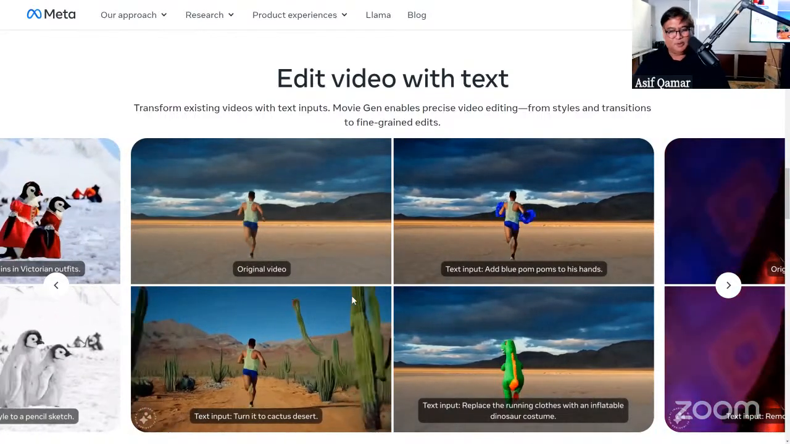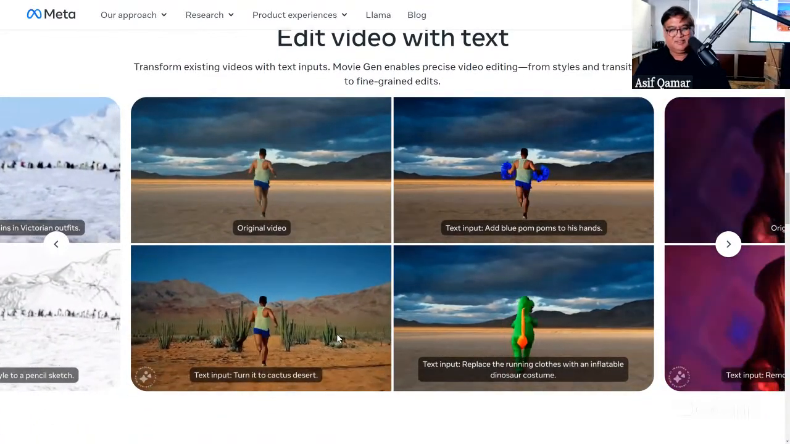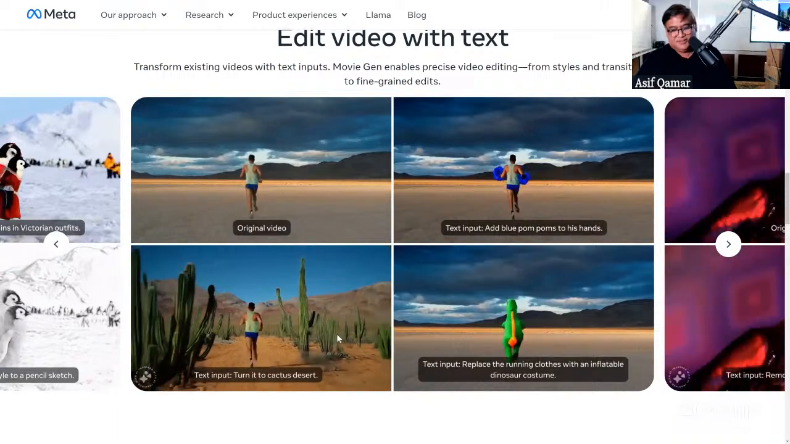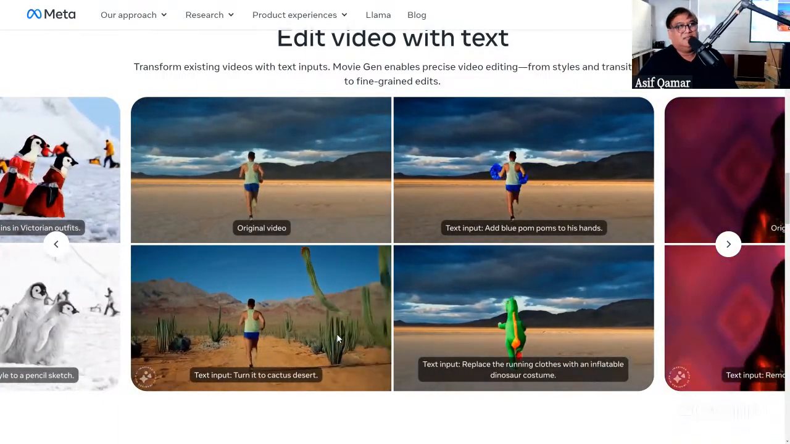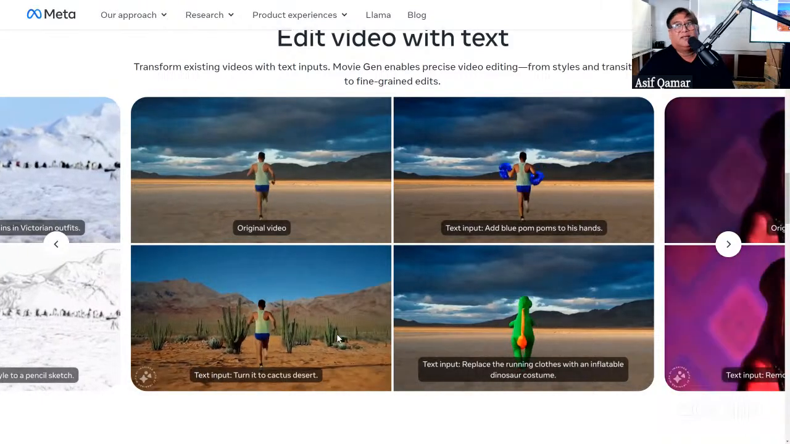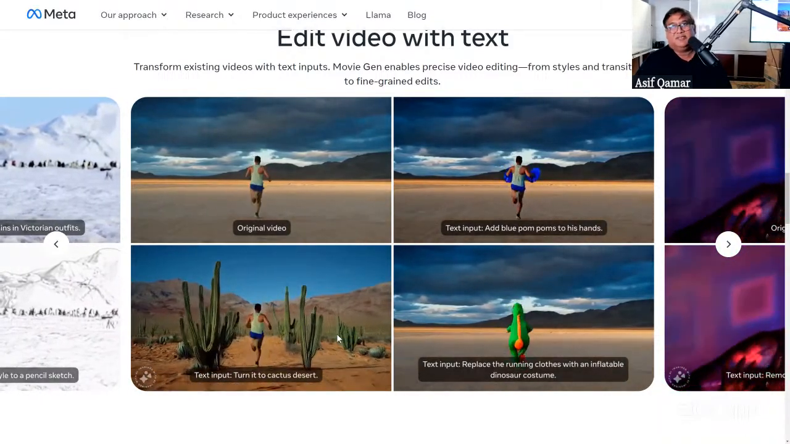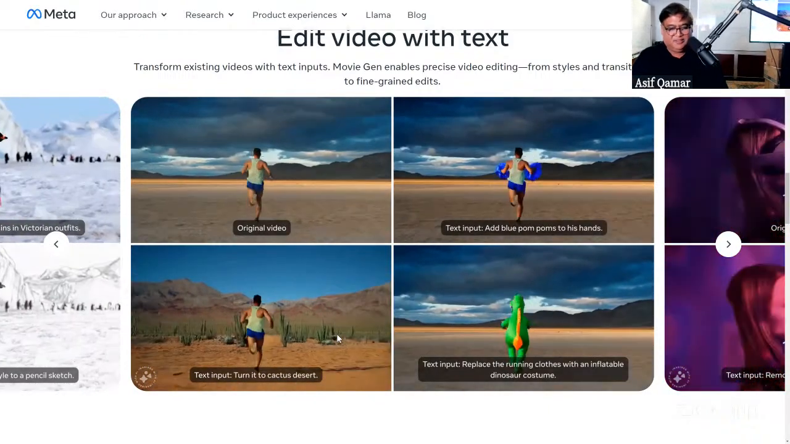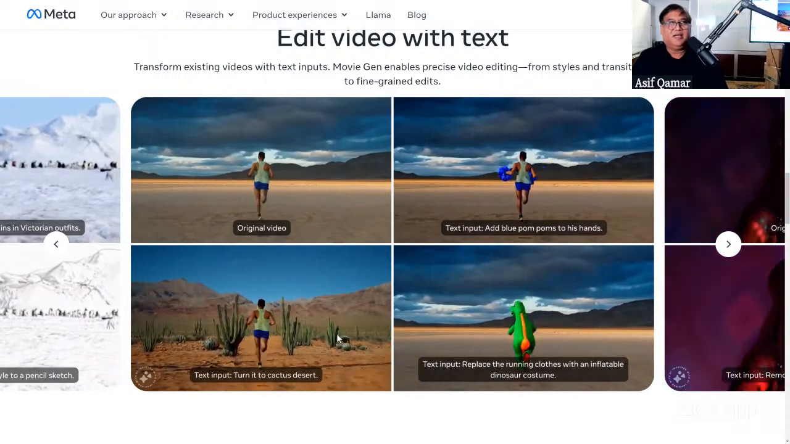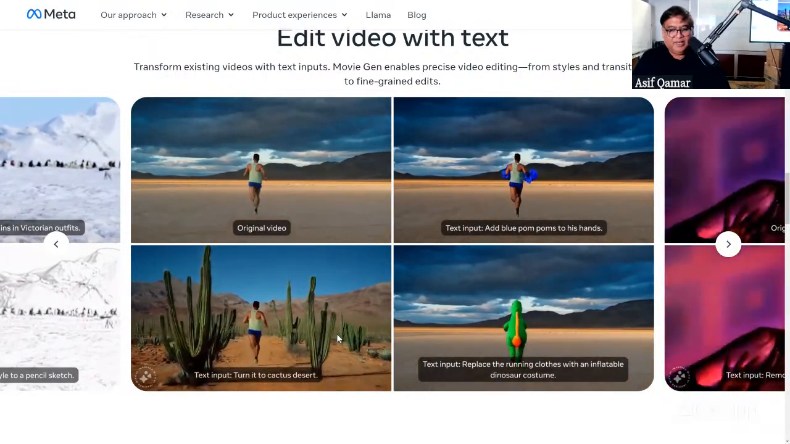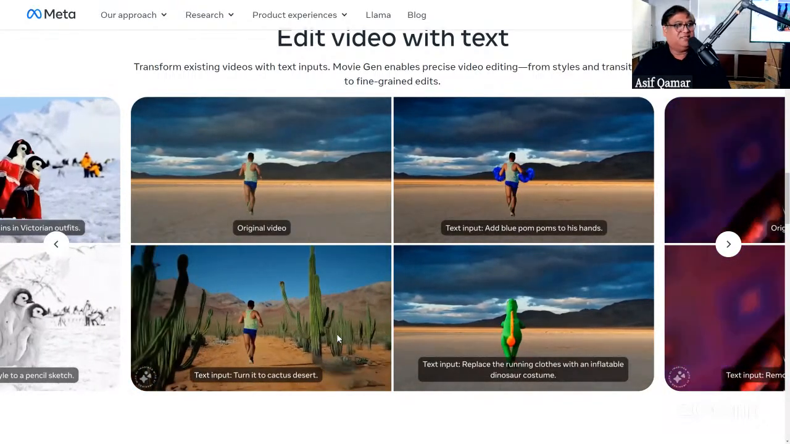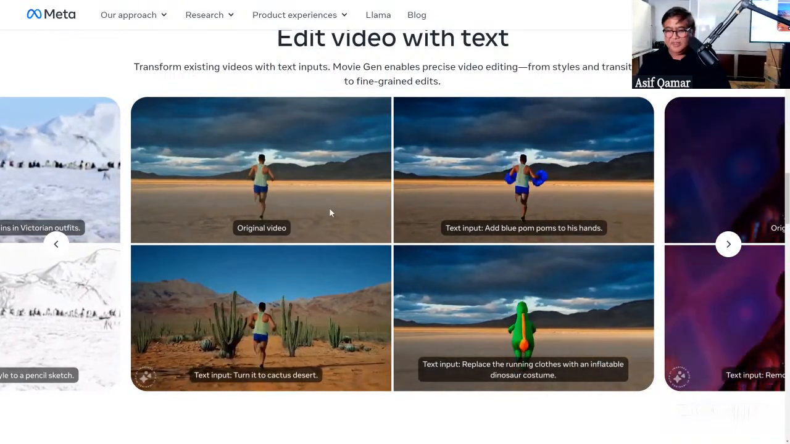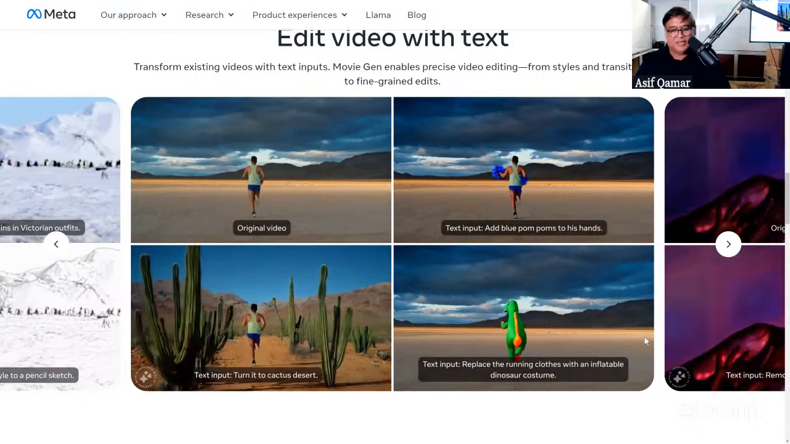Then the next text prompt says, turn it to a cactus desert. Now, what I found interesting is that this scene to me looks like Nevada, New Mexico, or Nevada or Arizona, one of those desert places, right? On the other side of the Sierras. And if you have been there, you'd remember that the earth tends to be a little bit reddish. Cacti grow, but the hills are completely devoid of vegetation, isn't it? And it seems to have gotten that right. Then for fun, they make this runner wear a dinosaur suit.